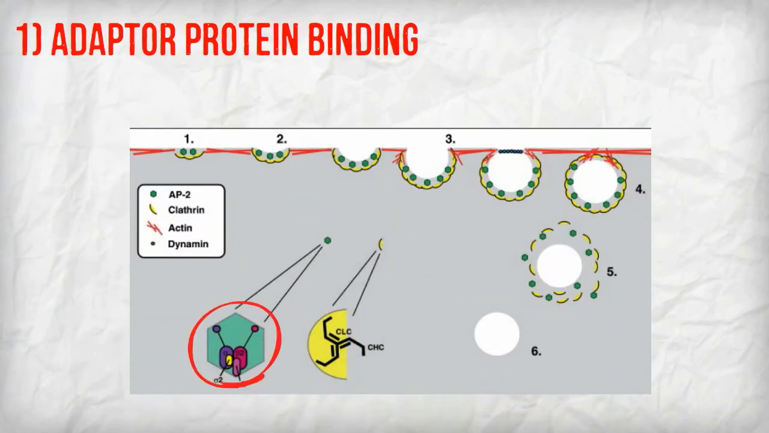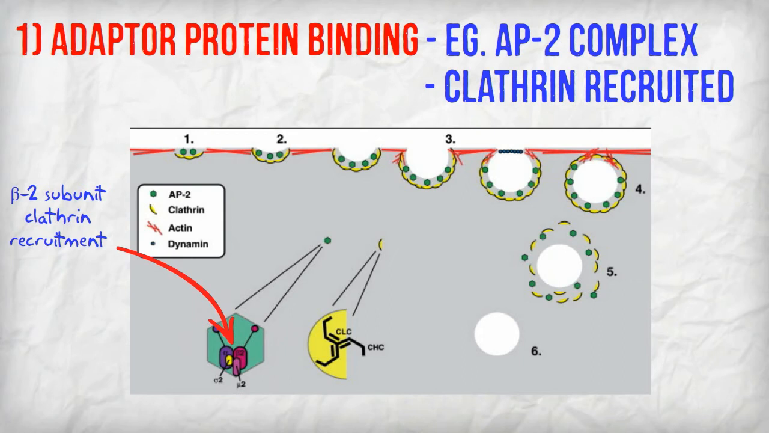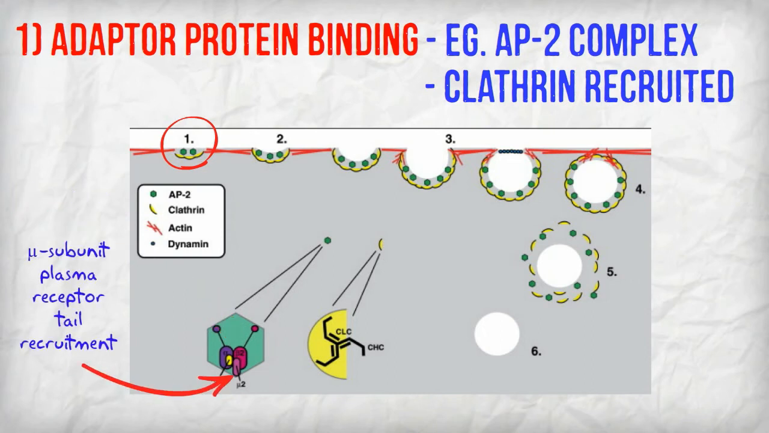The first, binding of an adapter protein that is usually heterotetrameric, such as the adapter protein 2 complex, causes clathrin to be recruited via beta-adaptin subunit action. These adapters remain between the clathrin lattice and vesicle surface, and each subunit confers certain functions. The Mu subunit, for instance, interacting with the specific plasma membrane receptor tails, causing accumulation of specific target molecules into the vesicle, again conferring selectivity.